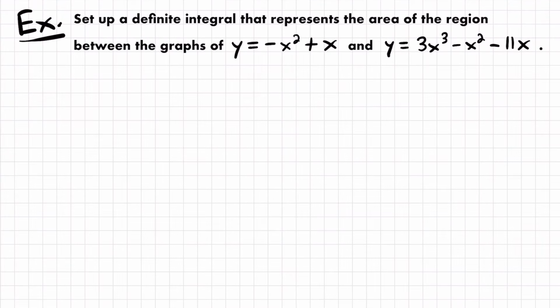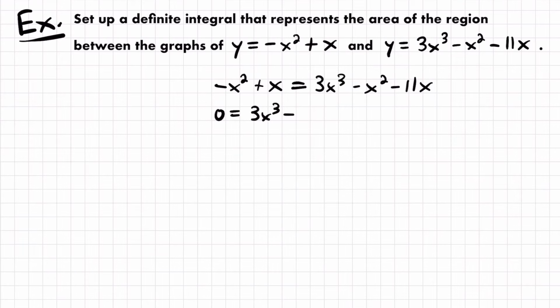If we set these two functions equal to each other and solve for x, we're going to find 3 points of intersection. So let's do that. We have -x squared plus x is equal to 3x cubed minus x squared minus 11x. If we add x squared and subtract x from both sides of the equation, we will have that 0 is equal to 3x cubed minus x squared minus 11x plus x squared minus x. These two last terms are just these terms moved to the other side of the equation.